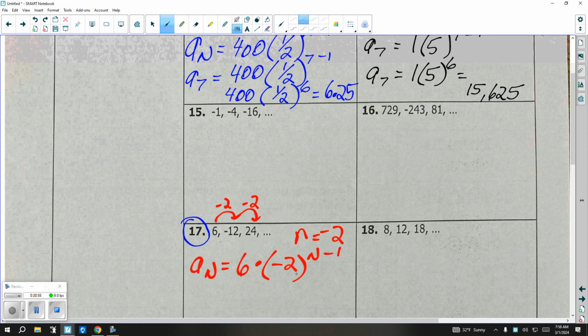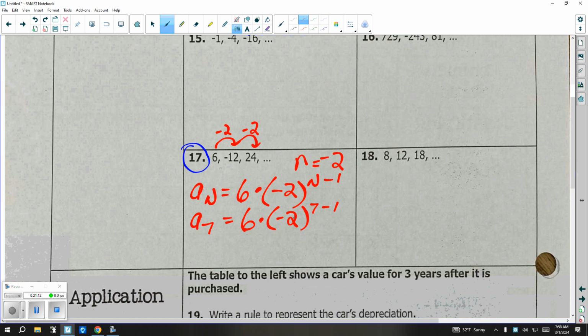So now I have to find the seventh term, which would be 6 times -2 to the 7 minus 1. Okay, let me scroll, scroll, scroll. So that's going to be 6 times -2 to the 6. And that is a grande number, 384.